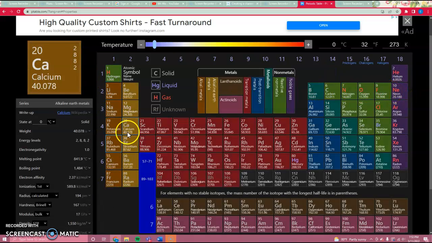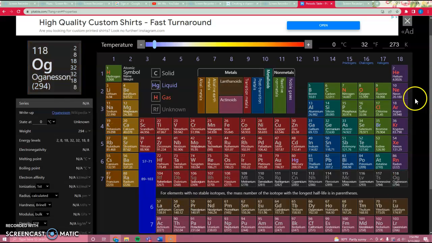When you're on this side of the periodic table, your electrons are very close to your nucleus and they are being attracted to the nucleus very strongly, whereas out here, because there's so many electrons that are shielding it, it makes them kind of expand out.